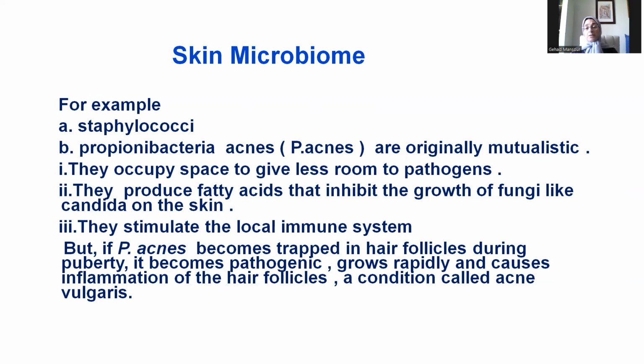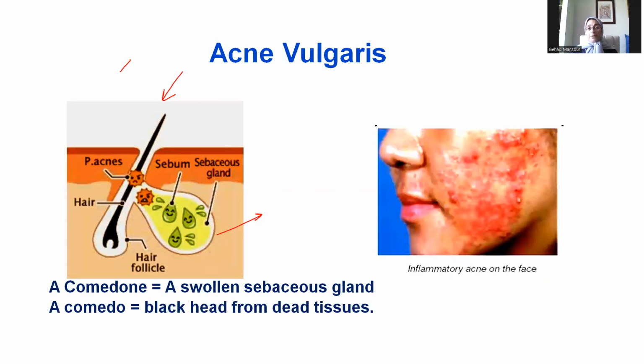But if it happens that P. acnes gets trapped inside the sebaceous glands or inside the hair follicles, then the P. acnes will get mad. They will turn aggressive. They will turn pathogenic. They will cause inflammation of the sweat glands and the hair follicles and cause acne vulgaris. So what is acne vulgaris? As you see here, acne vulgaris is an inflammatory disease starting at puberty. So I might ask you, it is actually a chronic inflammatory disease, which starts at puberty.